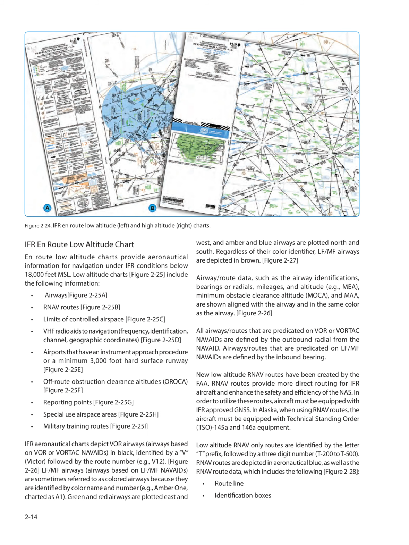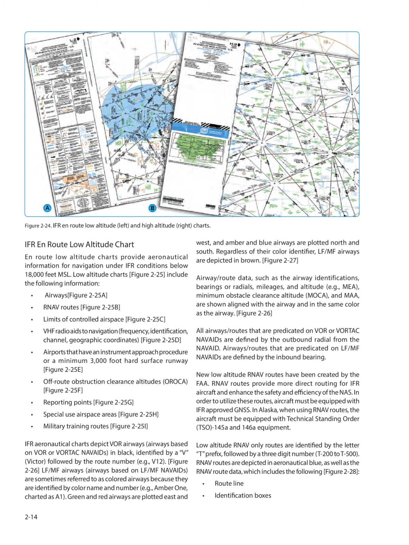Low altitude charts, Figure 225, include the following information: Airways, Figure 225A, RNP Routes, Figure 225B, Limits of Controlled Airspace, Figure 225C, VHF radio aids to navigation, frequency, identification, channel, geographic coordinates, Figure 225D, airports that have an instrument approach procedure or a minimum 3,000-foot hard surface runway, Figure 225E, off-route obstruction clearance altitudes, OROCA, Figure 225F, reporting points, Figure 225G, special use airspace areas, Figure 225H, military training routes, Figure 225I.